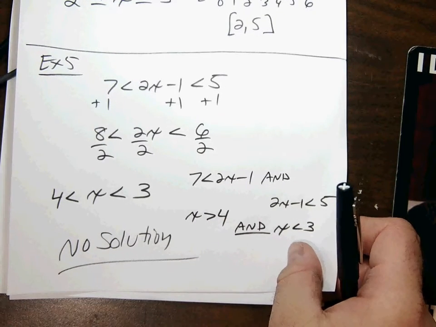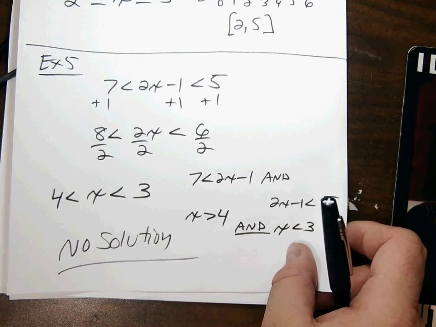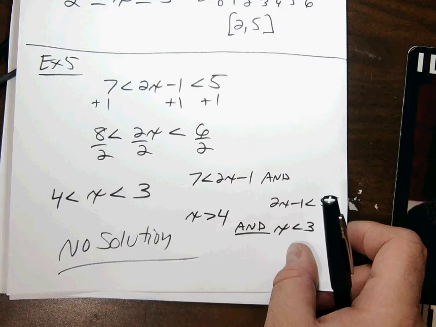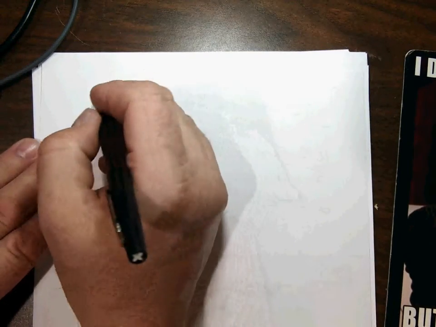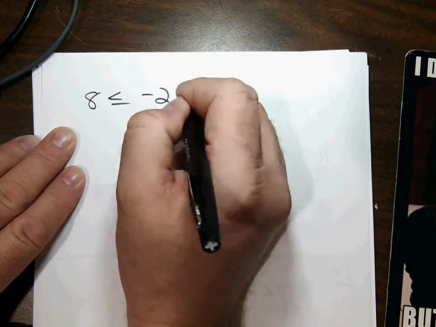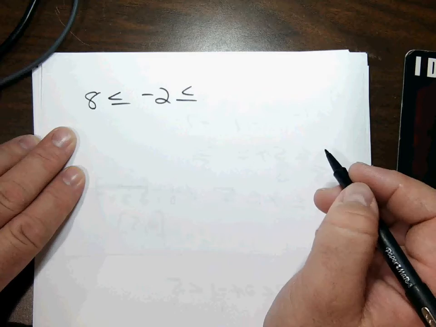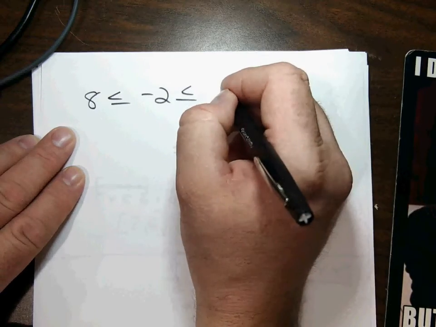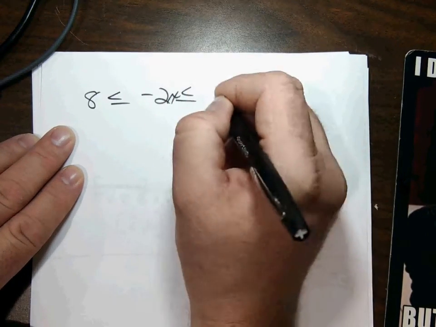Okay. Now, we didn't get one in the book here, which rather perturbs me, so I'm going to make up another one. We didn't get one in the book where we had to do the old switcheroo. Well, let me just make up a rather easy one here. 8 is less than or equal to negative 2x, pardon me, is less than or equal to 20.